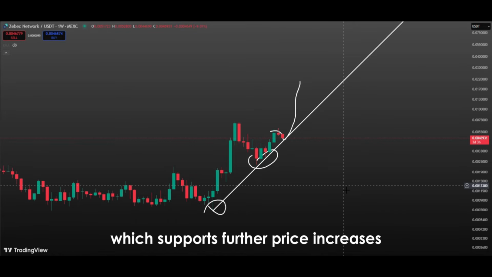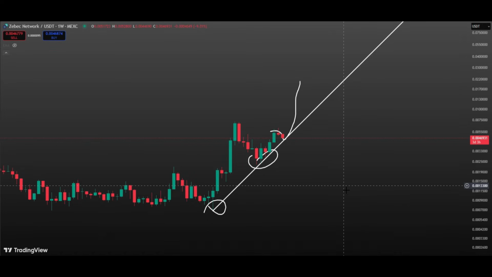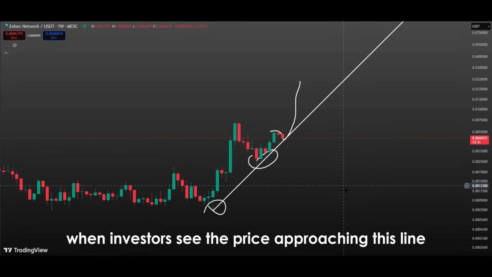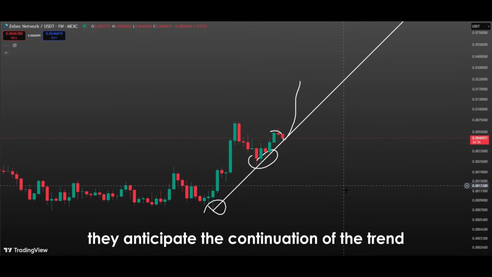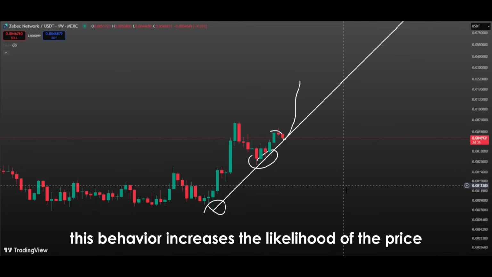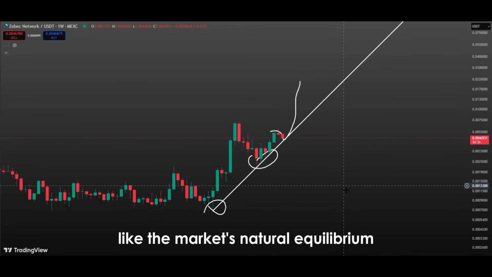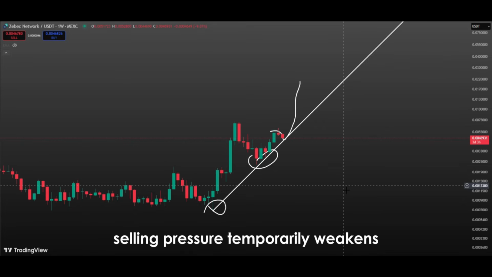further price increases. The uptrend line also reflects market psychology. When investors see the price approaching this line, they anticipate the continuation of the trend and adjust their positions accordingly. This behavior increases the likelihood of the price bouncing from the trend line. The trend line functions like the market's natural equilibrium. Buyers step in at this point, selling pressure temporarily weakens, and the price continues to move upward.